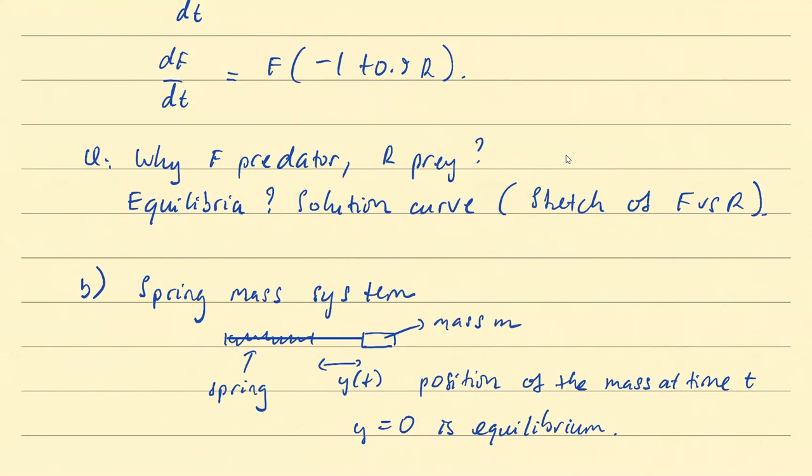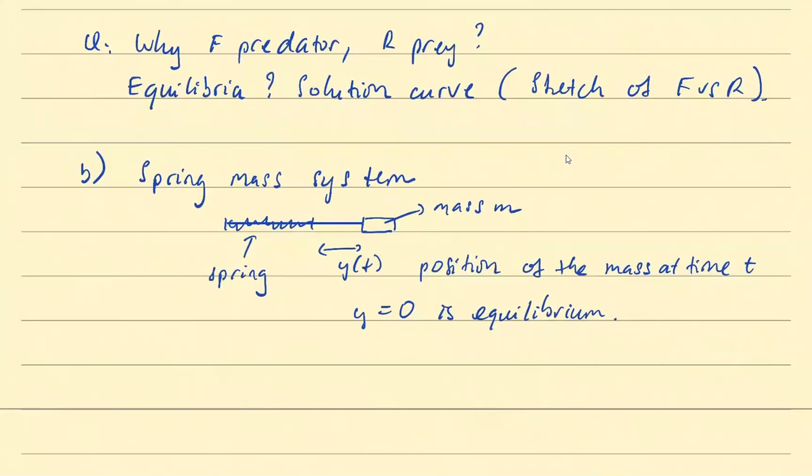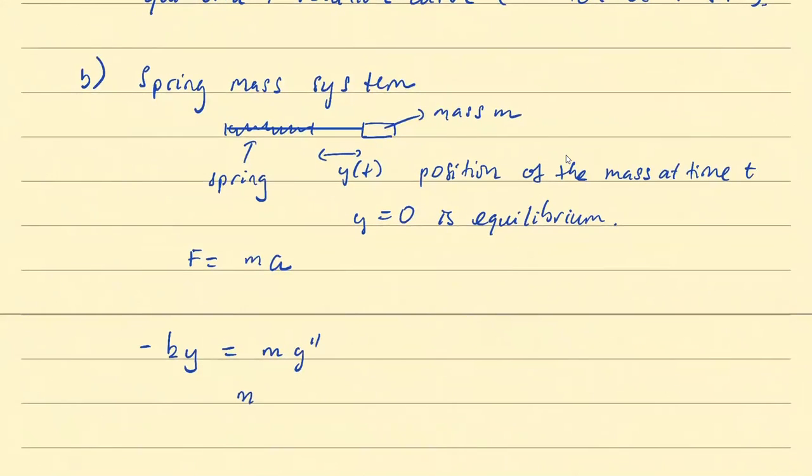And the equation for the position y is that you start out with F equals ma. F, being the spring force, is in the opposite direction of y. And then you get m y double prime plus ky equal to 0, for now.